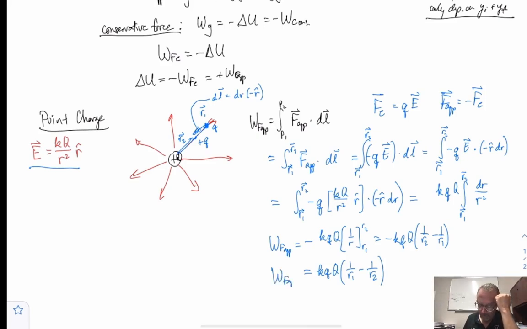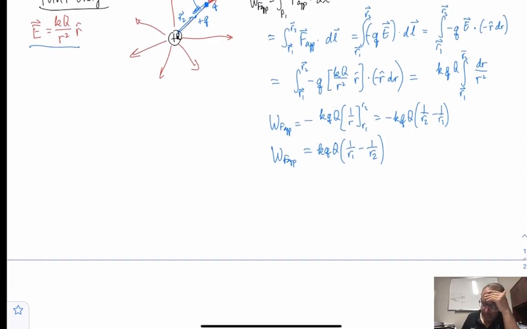Right. And then if I wanted to know the work done by the electric force, it's just going to be, maybe you can guess this, the negative of that. Notice that there's no direction associated with that. Again, this is just a scalar quantity. So KQQ times 1 over R2 minus 1 over R1. All right, that's what you get with a point charge.